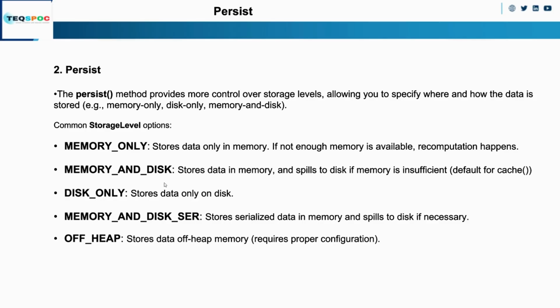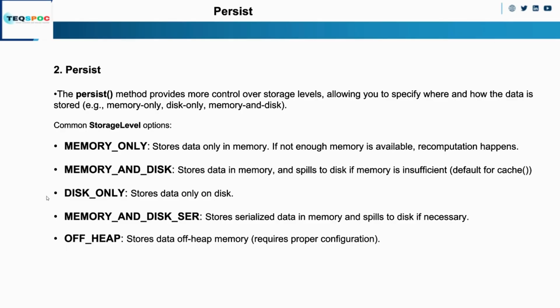Coming to the second option, that is memory and disk. It stores data in memory and spills to disk if memory is insufficient. That is the default for cache. So in cache, I don't have to mention it in the configuration. By default, this happens. It will try to store the data in memory, otherwise it will spill into the disk. For memory only, the problem is if there is not enough memory, it won't spill into the disk. It will simply try to do recomputation to get more memory out of it if possible, else it will simply throw an out of memory error.